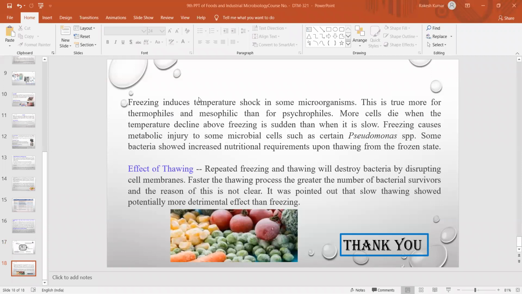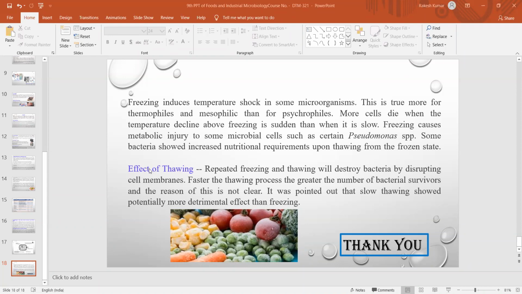So freezing induces temperature shock to some microorganisms, and this is true more for thermophiles and mesophiles than the psychrophiles. More cells die when the temperature decline above freezing is sudden than when it is slow. Freezing causes metabolic activity of some microbial cells, such as Pseudomonas species. Some bacteria also showed increased nutritional requirement upon thawing from the frozen state.